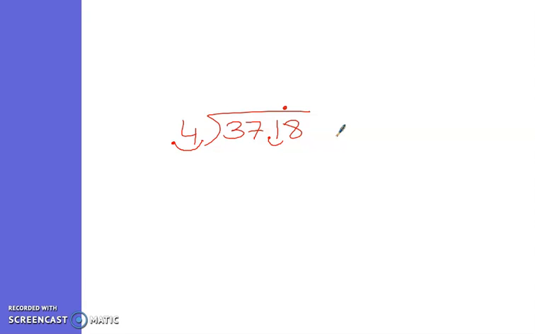This is a terminating decimal. It's going to stop. It's not going to repeat. Don't use a repeat symbol.